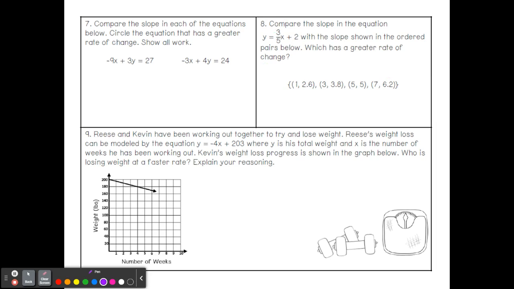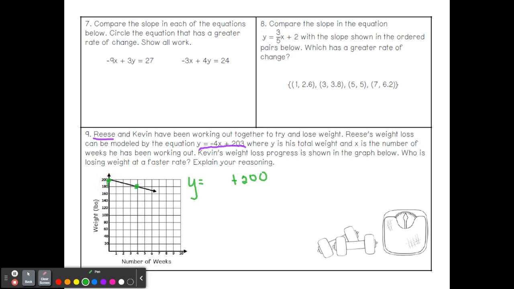Reese and Kevin have been working out together to try and lose weight. Reese's weight loss can be modeled by this equation, and Kevin's is shown in the graph. So we need to figure out what Kevin's is. We can make an equation for Kevin's. So we can see that Kevin's starting weight was 200. He started at 200 pounds. And we see that he's losing weight because we have a negative slope.